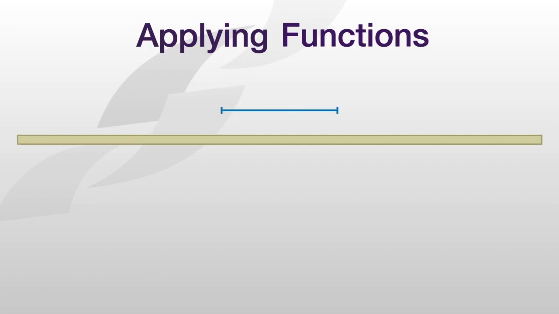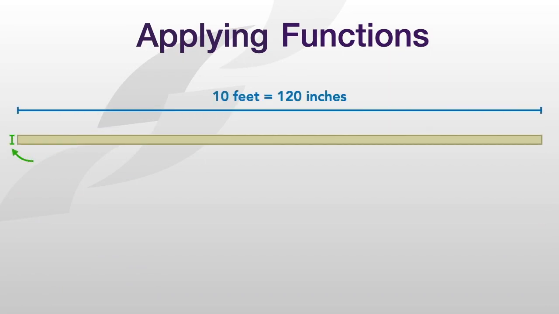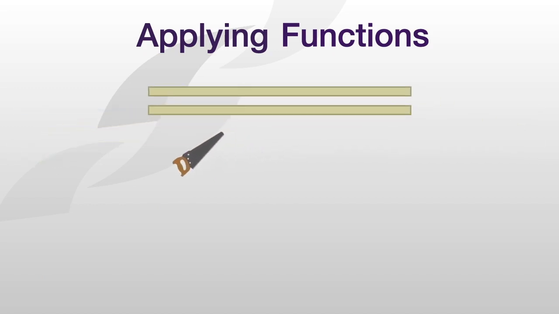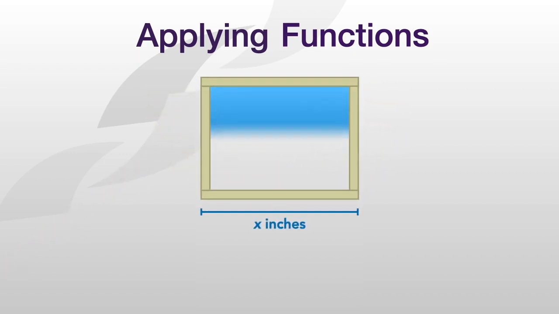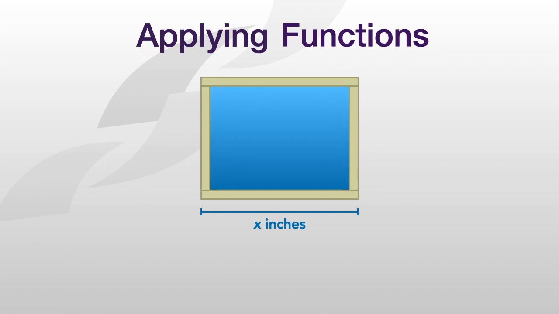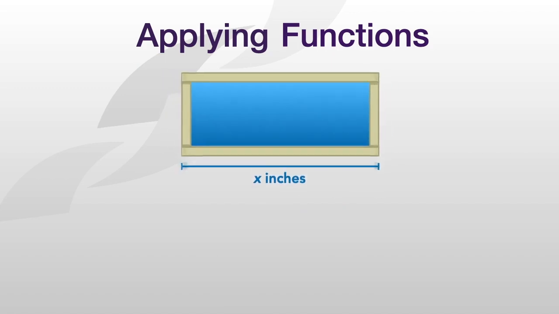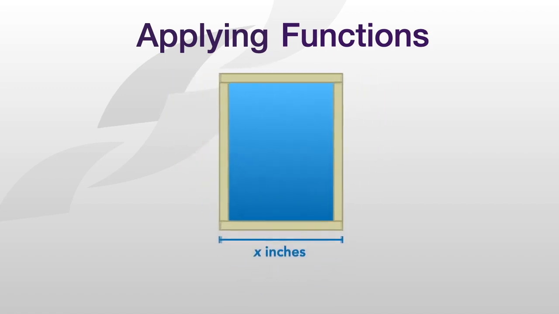For our final problem, we'll start with a wooden board that is 10 feet long and 2 inches wide. First, we'll cut this board in half. Next, we'll cut both halves at another place that is x inches from the right. We will then use these 4 pieces to make a picture frame. Because x is a variable, we can imagine several different sizes of frame that we could make from these pieces.